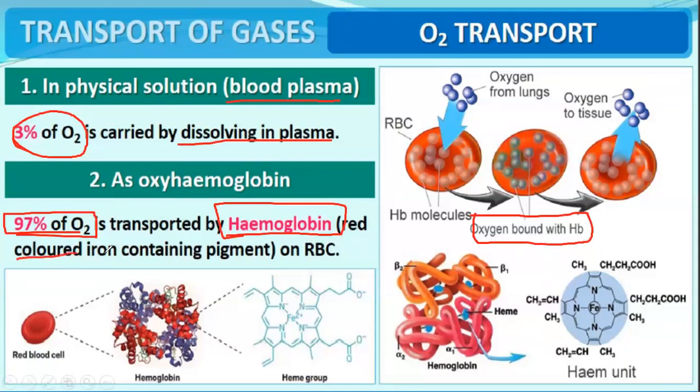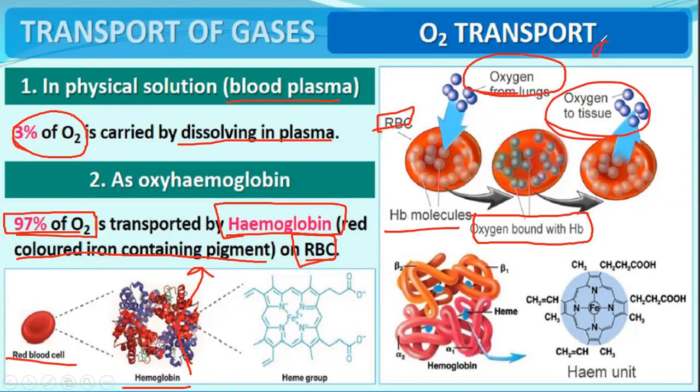So hemoglobin is a red colored iron containing pigment present in RBC. Okay, so the red blood cells contain hemoglobin and this is a heme group. Red blood cells contain hemoglobin, which is an iron containing pigment. So this RBC contains hemoglobin molecule which transports the oxygen from the lungs to the tissues as oxyhemoglobin.